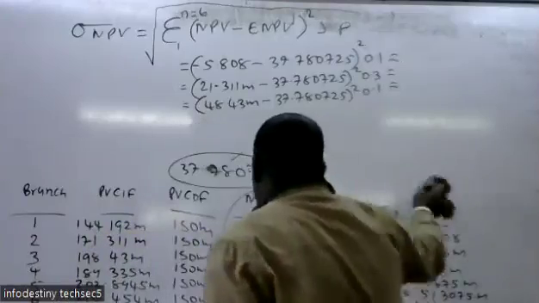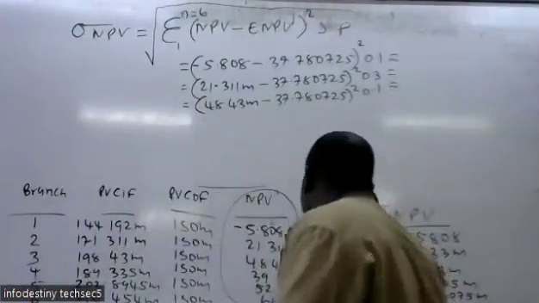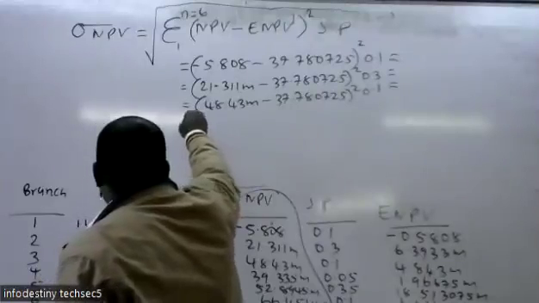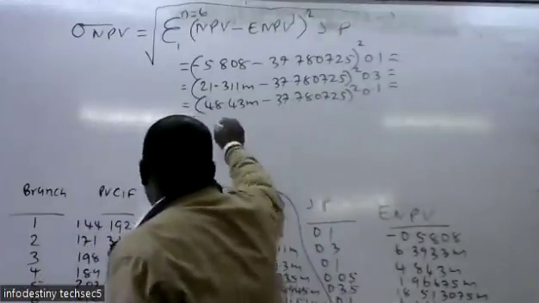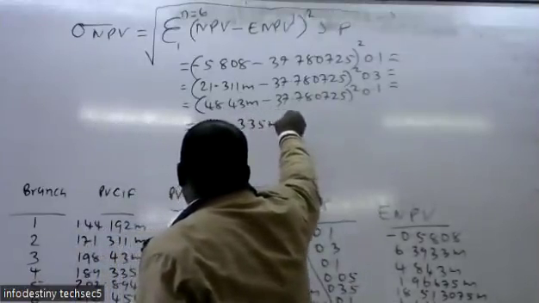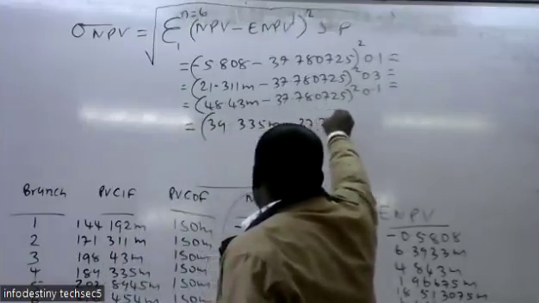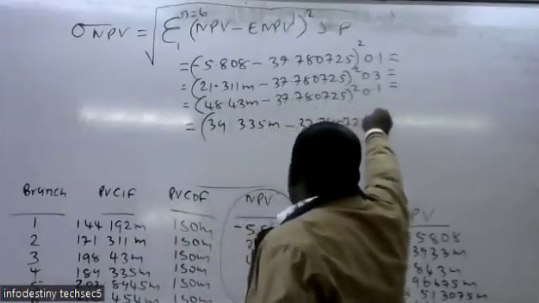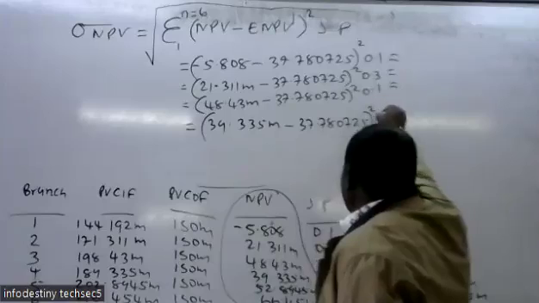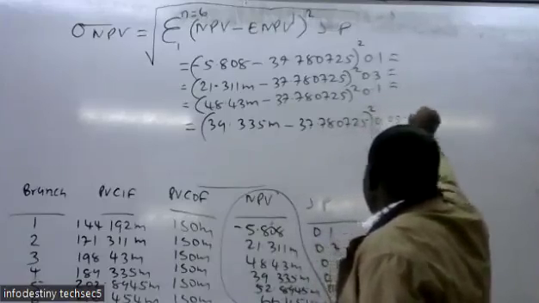So we shall add all of them together before we get the square root. So the next one is supposed to be 39.335. You also subtract the same figure 37.780725. So even this one is square, 0.05.